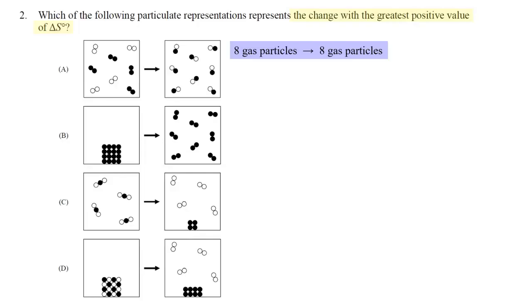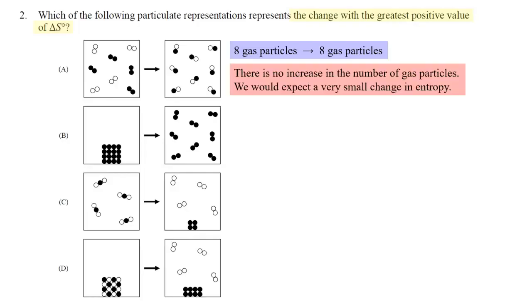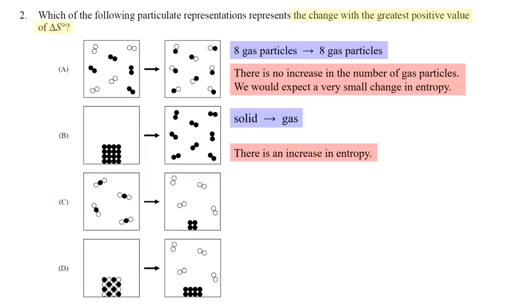Now we're looking for the change with the greatest positive value of delta S. So there is no increase in the number of gas particles in choice A, so we would expect a very small change in entropy. It might be slightly positive or slightly negative, so it doesn't appear that choice A would be the correct answer. Now moving on to choice B, we have solid particles on the left and we have gaseous particles on the right. So it goes from solid to gas. That would involve an increase in entropy.